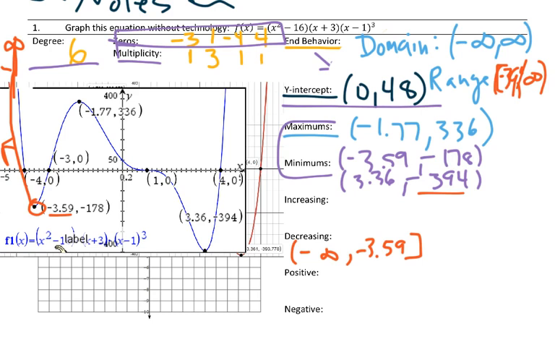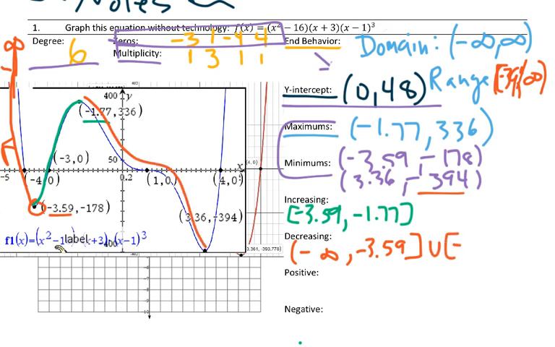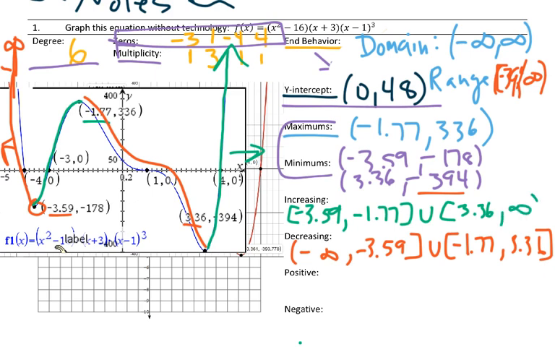So now I've stopped descending, and now we're increasing up until I hit that maximum. So I start increasing at negative 3.59, then I end my increasing at negative 1.77. Then I start decreasing again, and I decrease clear down to that minimum. So I jump a spot, then I start at negative 1.77, and I'm decreasing until I get to 3.36. And now I'm done decreasing. So then I jump to my increasing, and it's just going to keep going up and up, going out to infinity. So I start at 3.36 until I get to infinity.